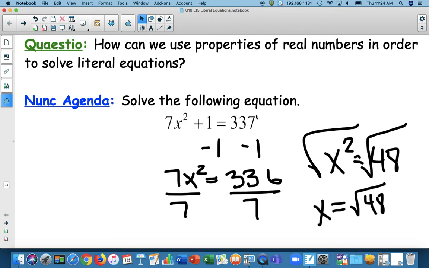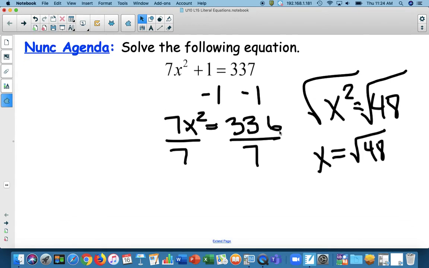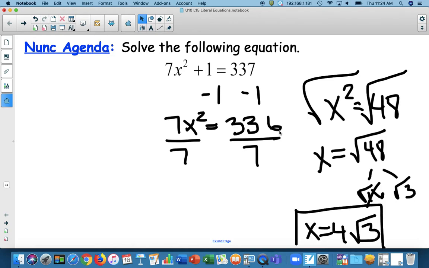48 cannot be square rooted, so we do have to break it down. 48 actually breaks down to 16 and 3. And take the square root of 16, which is 4. So our final answer here is 4 radical 3.